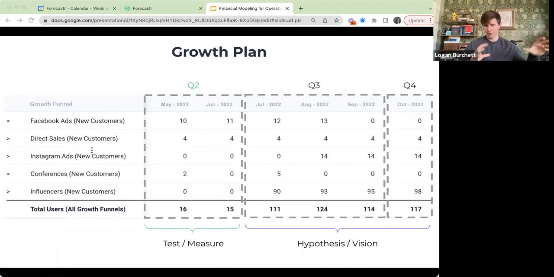Okay. So I promise we'll go through each of these individually, the big four areas. We're into the big four areas now. I want to jump in first and talk about the growth plan, the first area of the financial model: the growth plan, customer acquisition plan, whatever you want to call it.